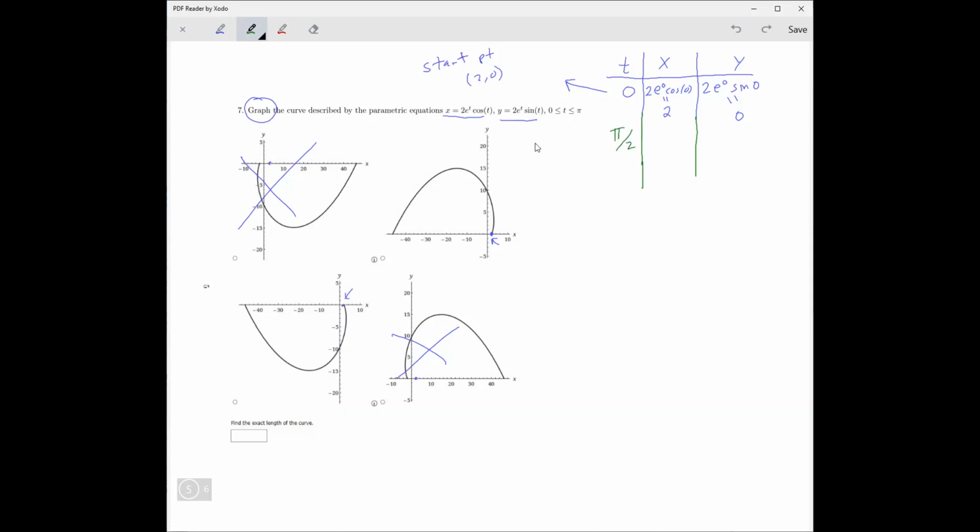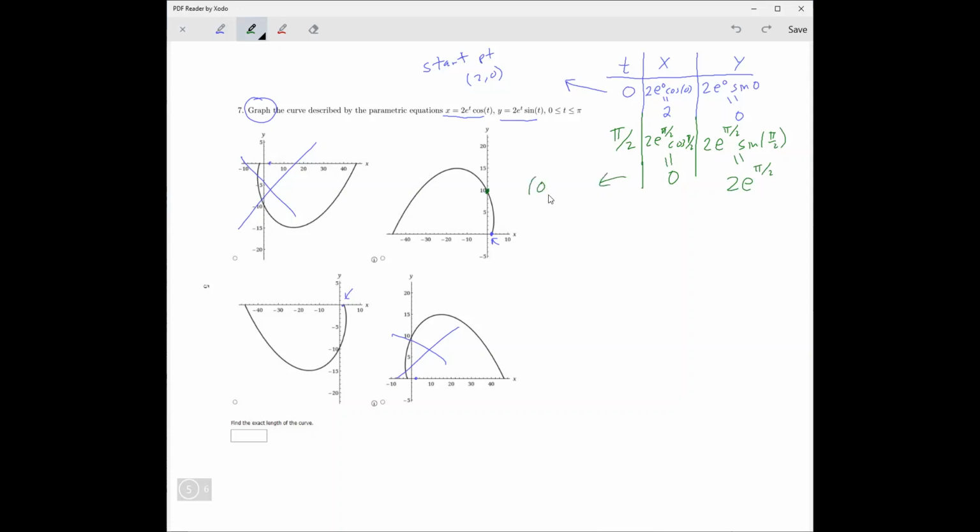Between there, because I can find the cosine and the sine of those pretty easily. So pi over 2, you put a pi over 2 in here and here. This is going to be 2 e to the pi over 2 cosine pi over 2. The cosine pi over 2 is 0, so that's just all going to be 0. And over here, this is the important one. This is going to be 2 e to the pi over 2 times sine of pi over 2. So sine of pi over 2 is 1, so this is all going to be 2 e to the pi over 2. And this is a positive number, so we're up here, we're right here.